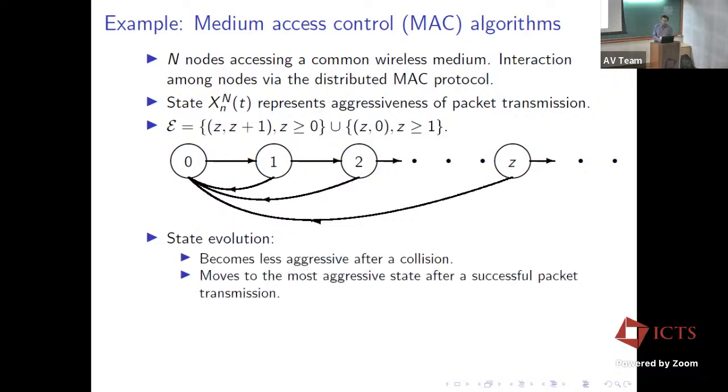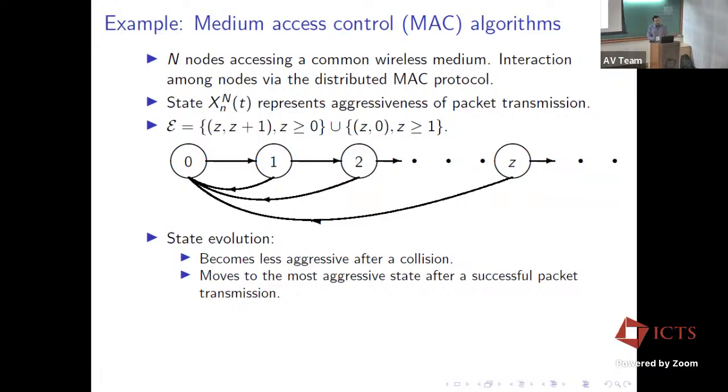What do these states imply? They imply the rate at which you will transmit if you're in that particular state. And the current wisdom in designing these Wi-Fi protocols is such that you become less aggressive after a collision, and then you move to the most aggressive state if you're successful. If you're successful, then you have an opportunity to continue to be successful because you will be aggressively transmitting. Whenever two nodes access simultaneously, there would be a collision and you would go to a later state.